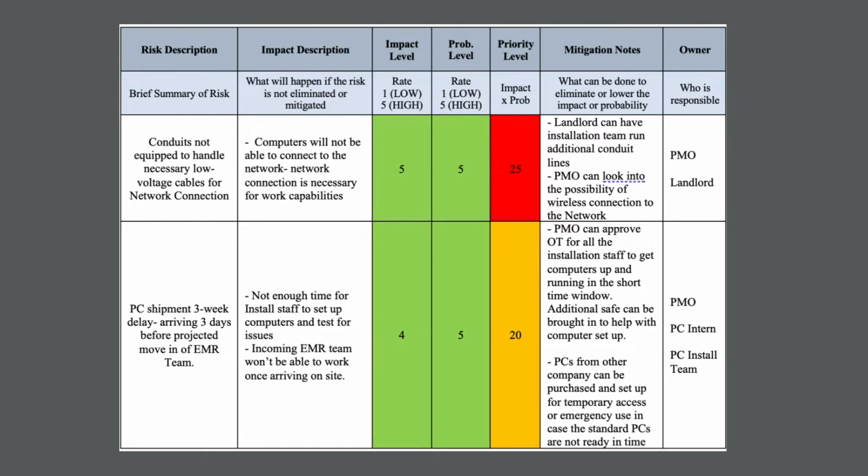And the PMO, of course, would be responsible for overseeing this. Then the PC intern could look into the possibility of these other computers, see if we can get those in here sooner and up and running. And then also the PC install team can let us know if this is something that could actually happen or not. And that concludes my part of our presentation. Thank you so much.